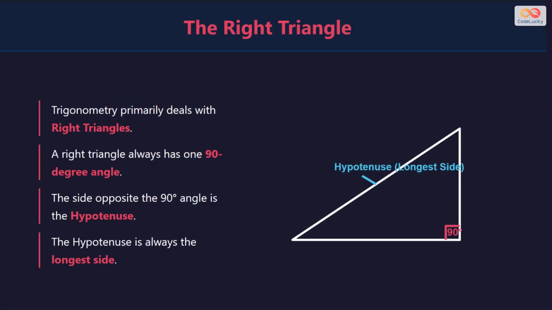First, let's understand the shape we are working with. Trigonometry relies heavily on the right triangle. A right triangle is defined by having one 90-degree angle, often marked with a small square. The side directly opposite this 90-degree angle is called the hypotenuse. It is always the longest side of the triangle.